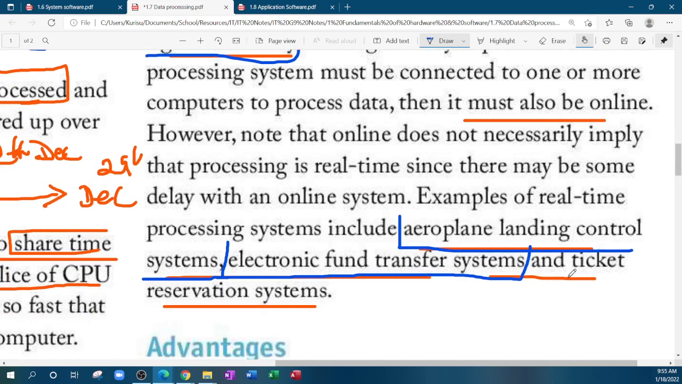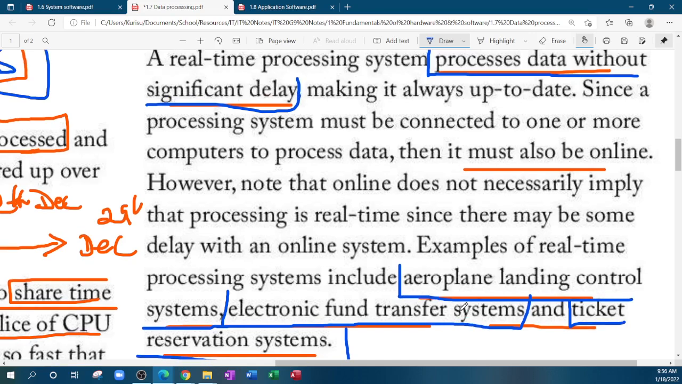Take the reservation system. Once again, you reserve your ticket, you reserve your seat, and it gets processed right away. First come, first served. Whoever accesses the system first makes the reservation, gets the reservation first, gets the tickets first.